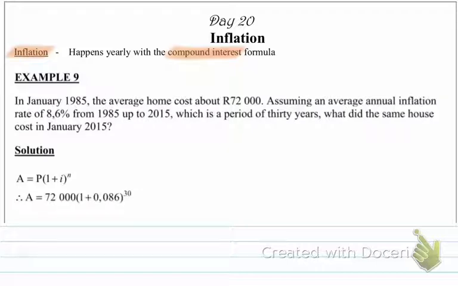So you substitute it into your formula, and then you will get an answer of 855,514.26 Rand. That is the amount that you will pay in January 2015 if the house cost 72,000 Rand in 1985.